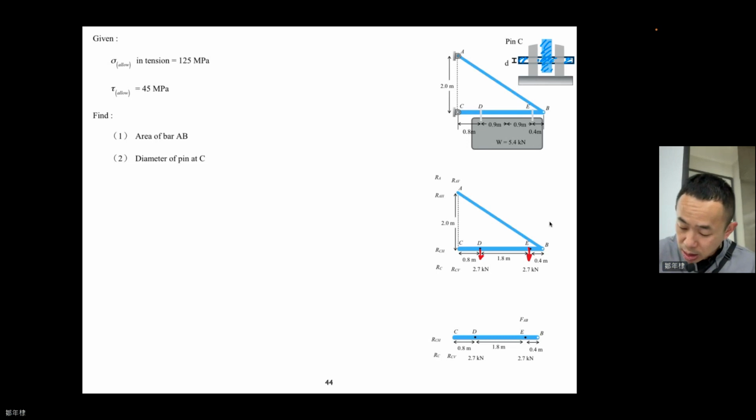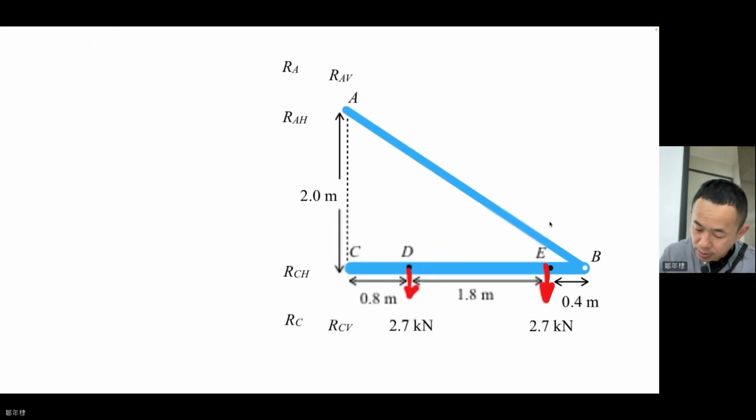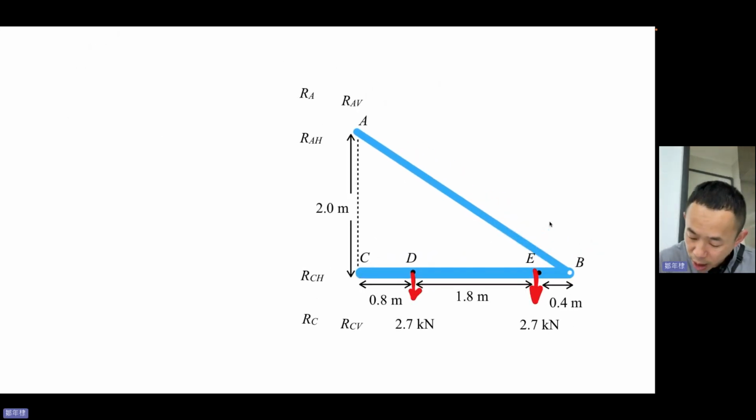You see, these two things are fixed, pin on the wall. So they will have reaction force. So imagine that reaction force. At A, you will have RAV, RAH, but we will have a slash on it, saying that this is a reaction force.